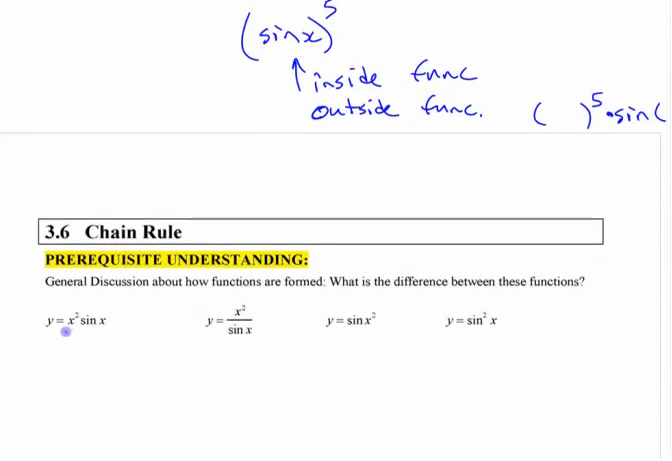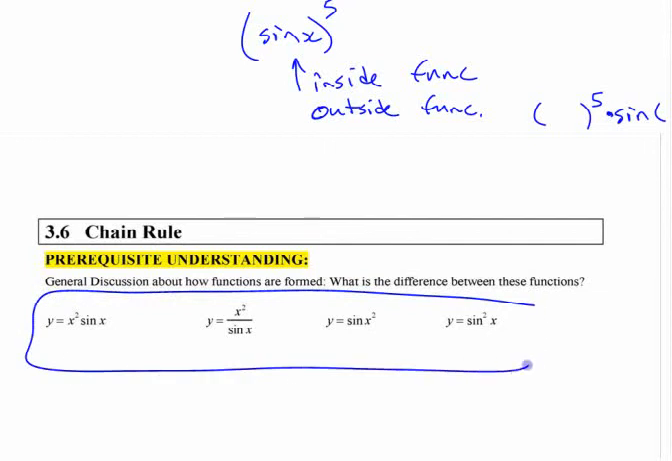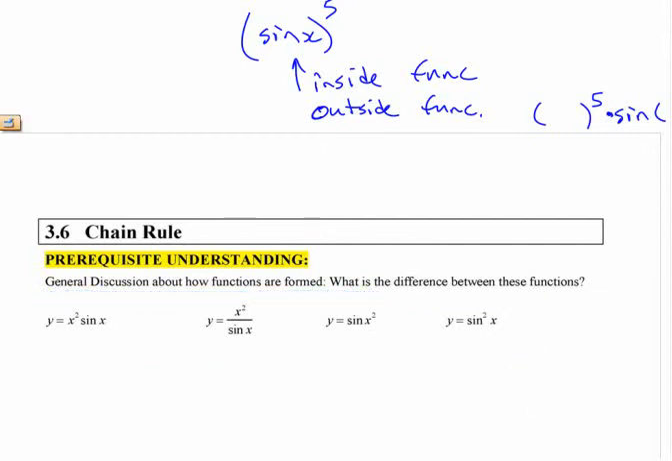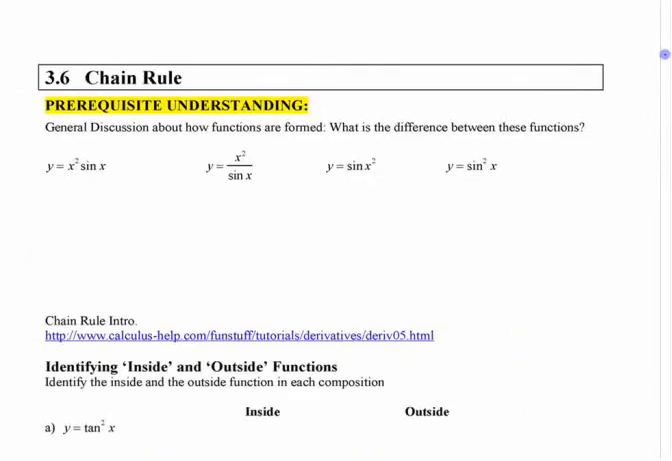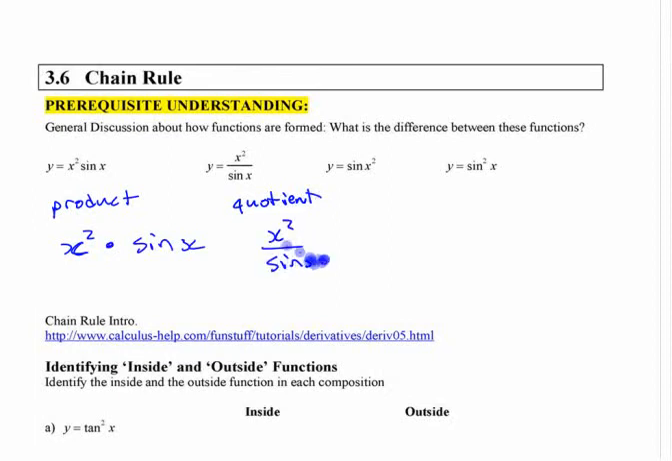There are 4 things here that have x squared and sine x involved. Not all of them are compositions, right? This one is a product, x squared times sine x. You would put the x value in and then multiply the results. This is a quotient, x squared over sine x. You'd put the x value into each one, then divide them.